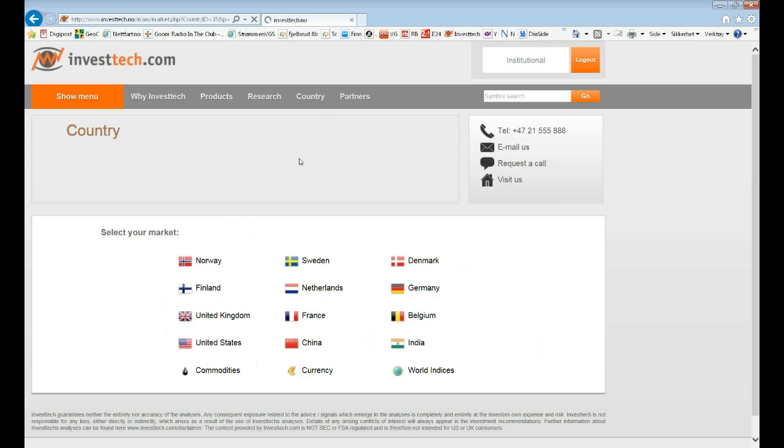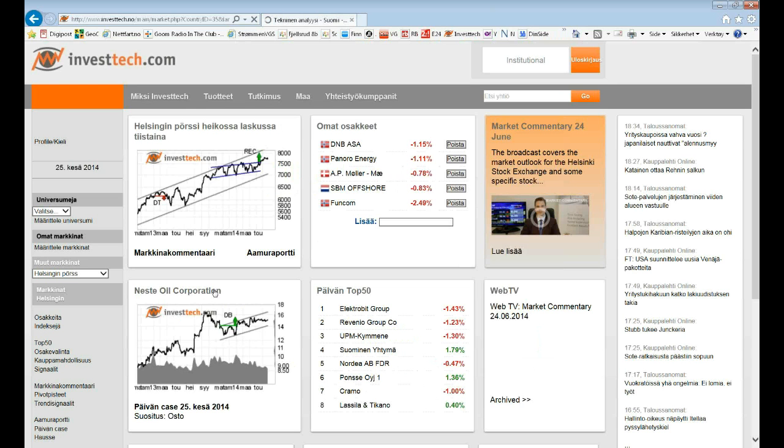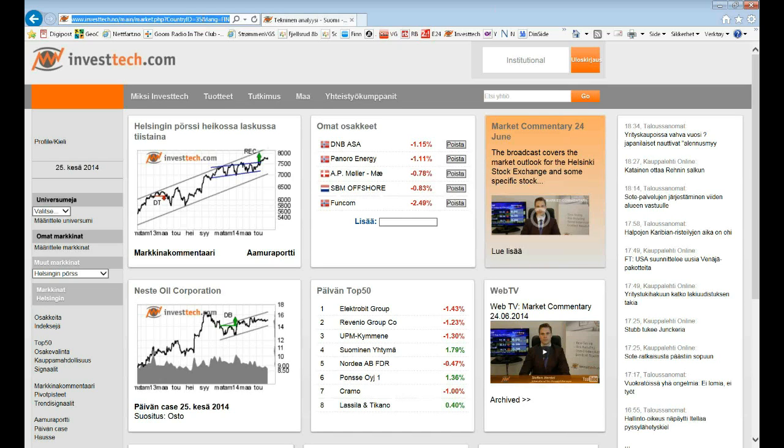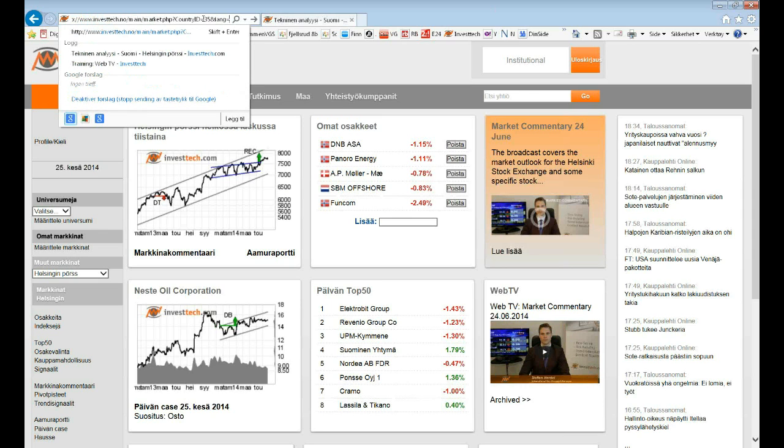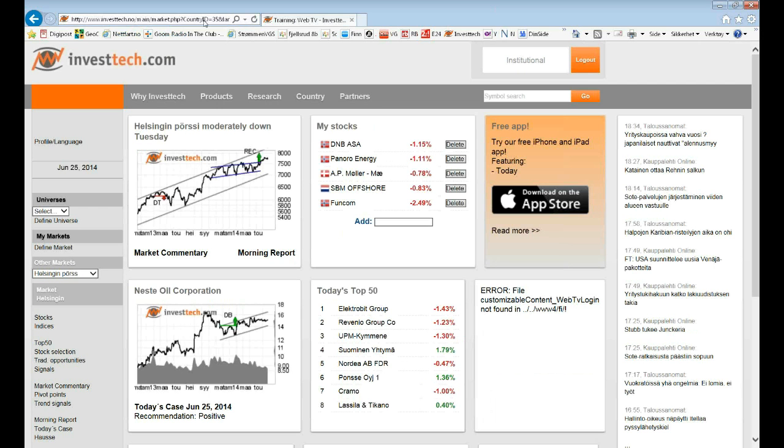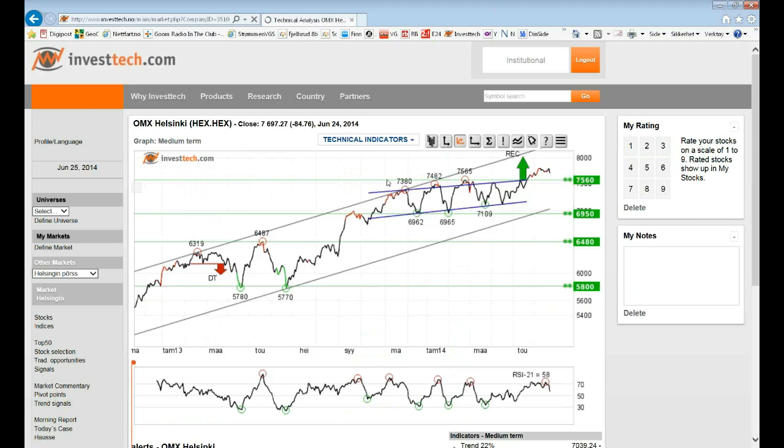Let's start with Finland, and let's click on the country Finland. And if you're international, I suggest that you go to the top and delete FIN, and type in 000 if you want an English version. Then you're looking at the Finnish market in English. What we will first do is look at the OMX Helsinki. You can type it in here. And then we see the OMX Helsinki index.